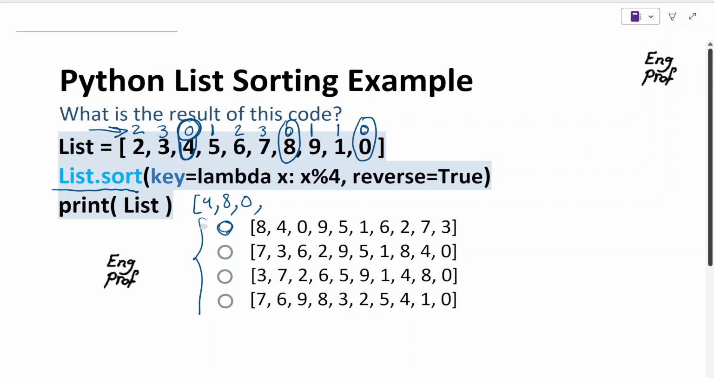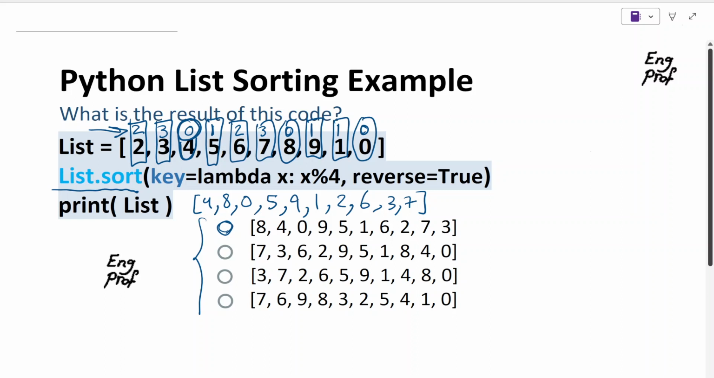Then we move on to the next outcome, which is where the modulo 4 operation gives us 1. You can see that 5 gives us 1, and then 9 gives us 1, and then 1 gives us 1. And after that, we can see that it gives 2 and 6. Those are the 2 numbers that each give a remainder of 2. And finally, 3 and 7. So this would be the sequence if the reverse had been false.